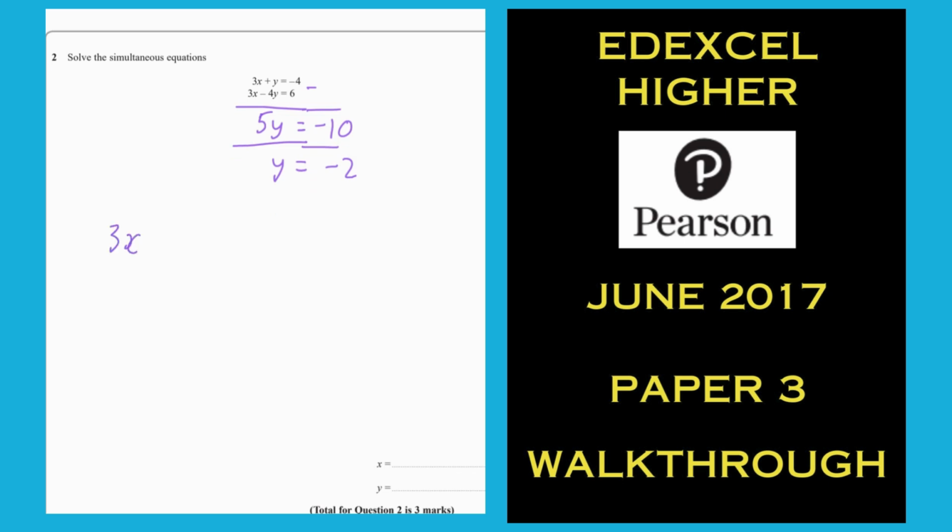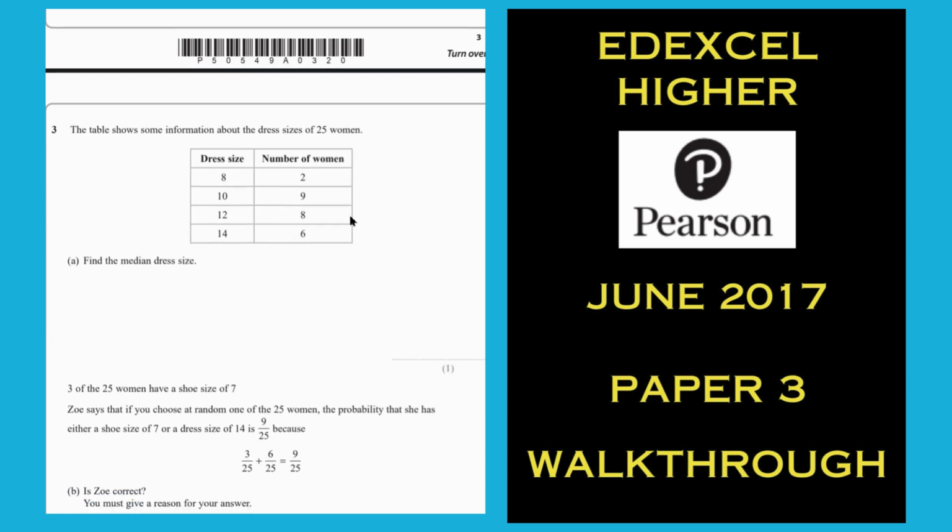So 3x plus whatever y is. I say it avoids negatives. It's just that minus times a minus. That's really what I meant. Add 2 to both sides. And divide both sides by 3. So x gives us negative 2/3. Y gives us negative 2. On we go.